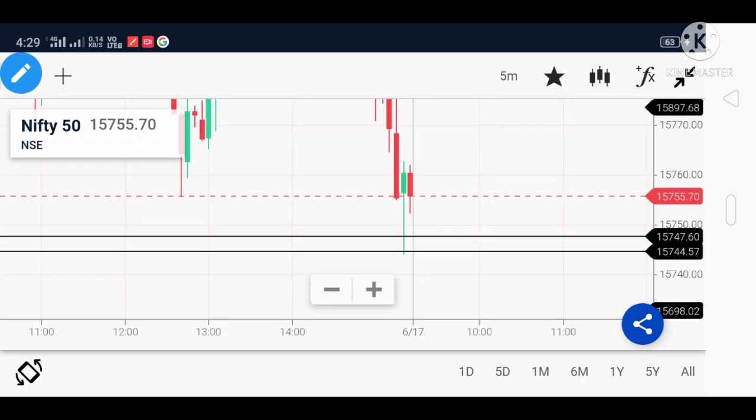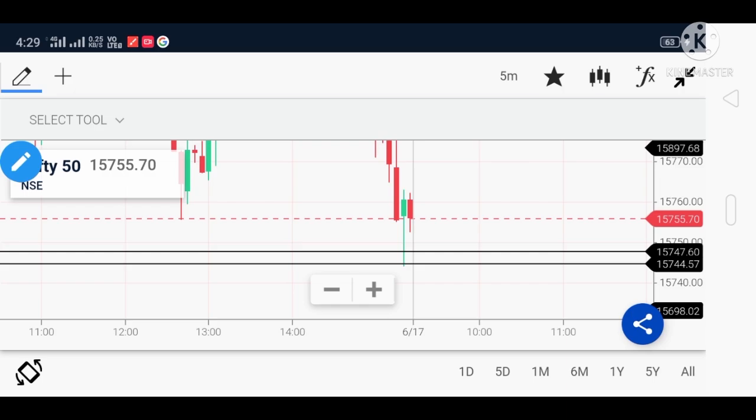Just at our level Nifty performed so well. I hope you now understand how you can build strong levels. Now I am going to give you one more example. Okay, traders, now see, let's draw for some other day.